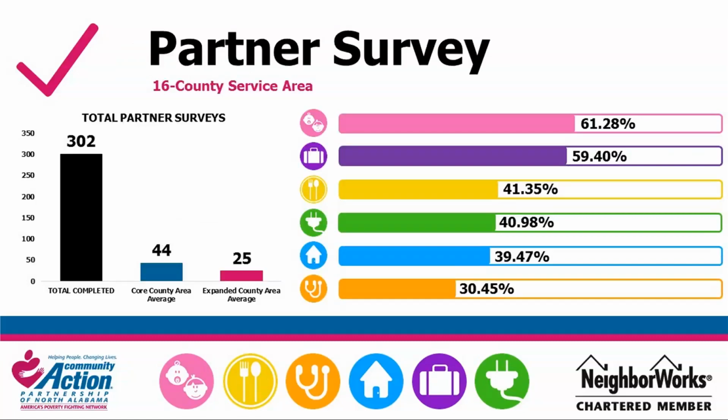You can see on our partner survey that in the 16 county service area, 302 surveys were completed. In our core 3 CSBG county area, our average was 44 surveys for this particular survey, for the partner surveys. And in the expanded county, we had 25. And remember, our goal was 25, and we really had to work hard. You wouldn't think that you would have to with your partners as much as maybe the community survey, but we really did push those forward and try to promote that.